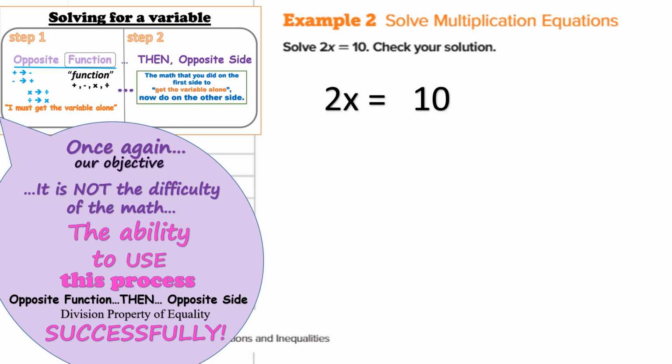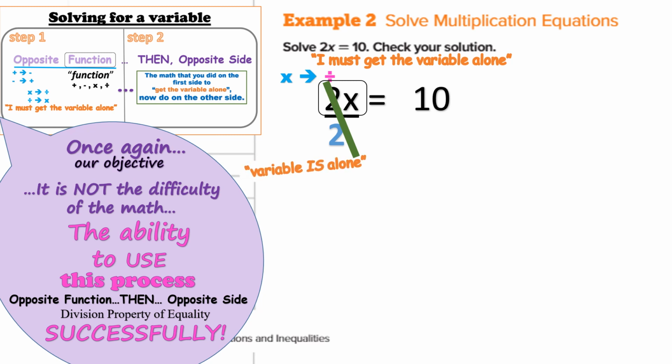So if I know that 2x is 2 times x, and I have to get my x alone, then I ask, what am I doing to the x? I'm multiplying. The opposite of multiplying is dividing. So I make it into a fraction, and then I cancel it out. Yes, I expect you to make it into a fraction, and then cancel it out.